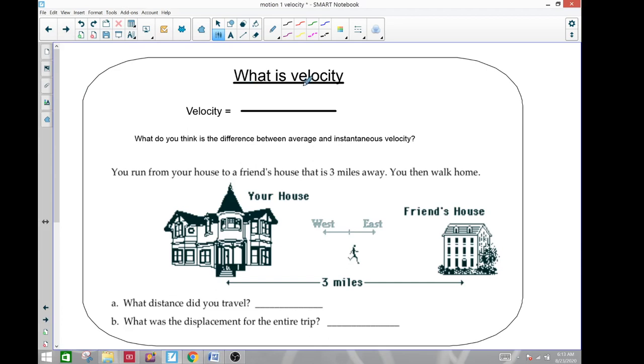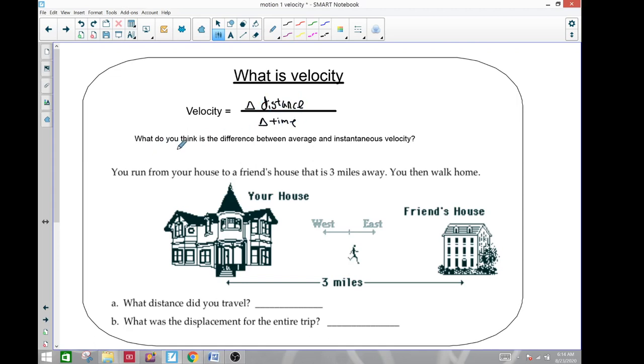All right, so what is velocity? Our first section here really is a non-mathematical section, but we always want to keep in mind some of the formulas we're working with. So velocity is your change in distance, or it could be your displacement, divided by your change in time.